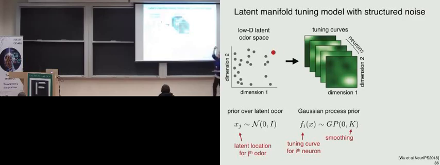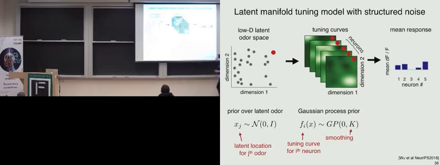So the way we generate the calcium imaging data is, for each odorant, we have a latent location. We input this latent location to all the tuning curves for all the neurons, and then we can generate the neural population response for that odorant. We can repeat the same thing for the other odorants, and then we get the neural population response for all the odorants here.